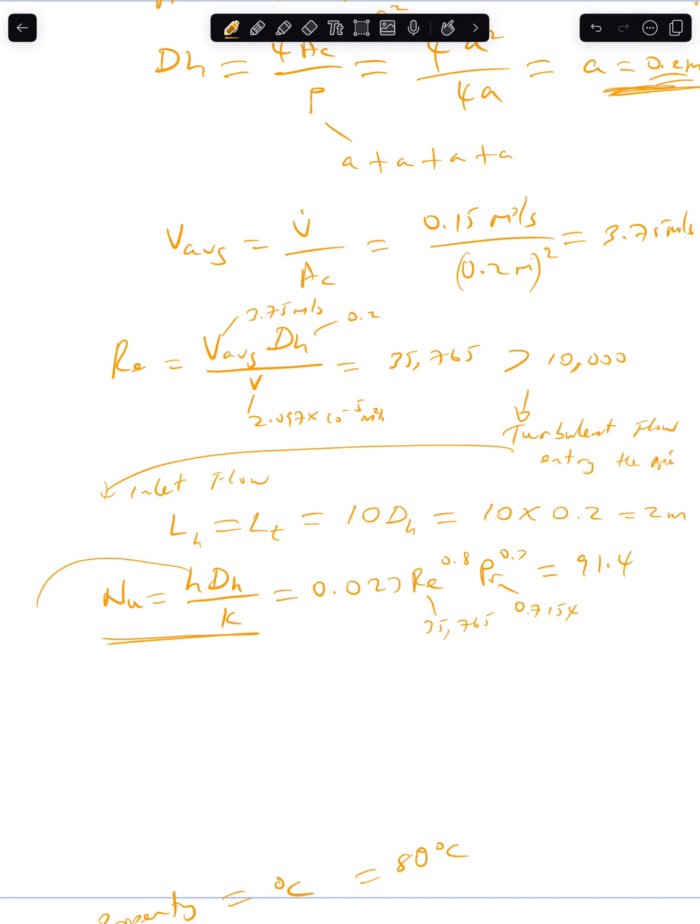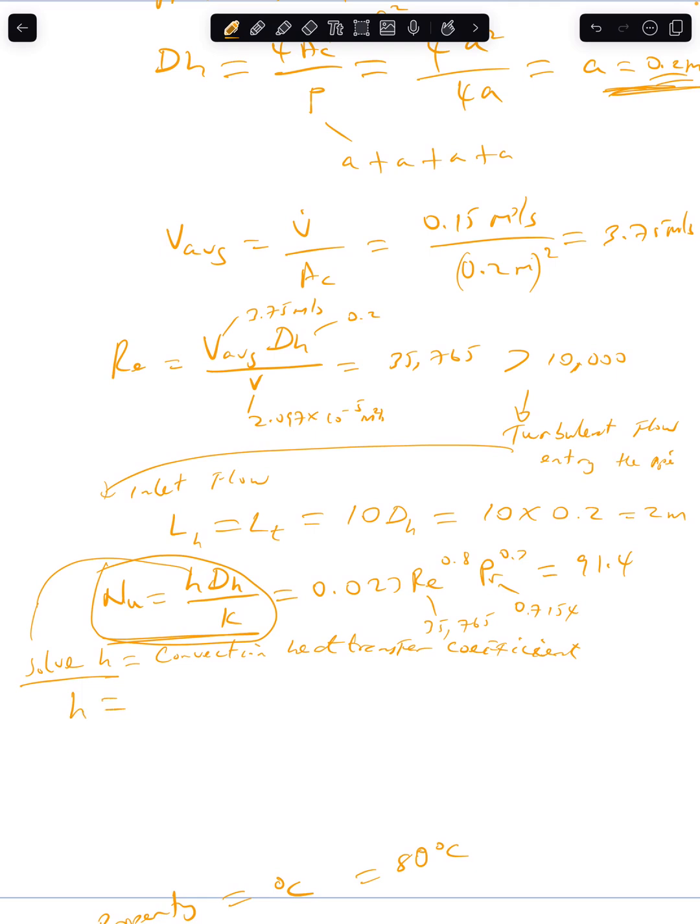We solve for what? We solve for H. And what is that H? It is the convection heat transfer coefficient. And therefore we use this formula and solve for that. If I use that formula, I'm going to have H is equal to what?